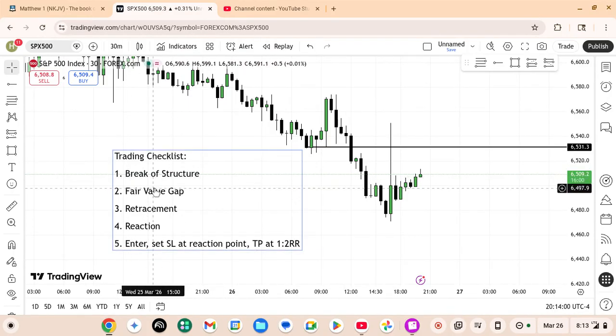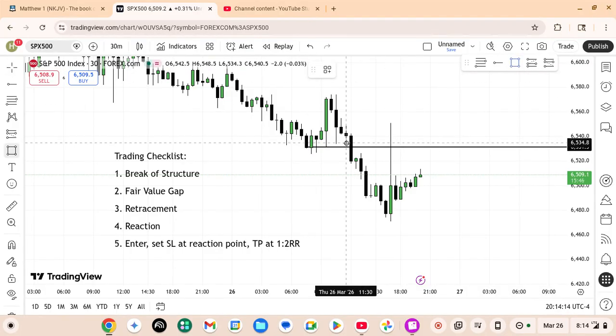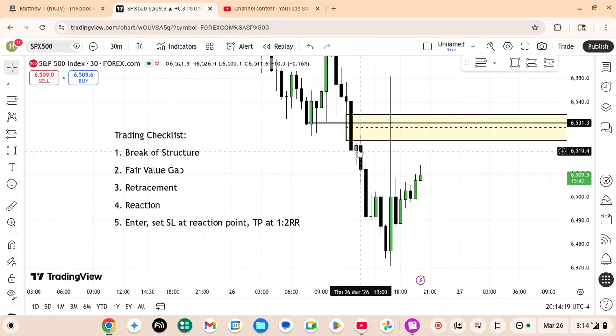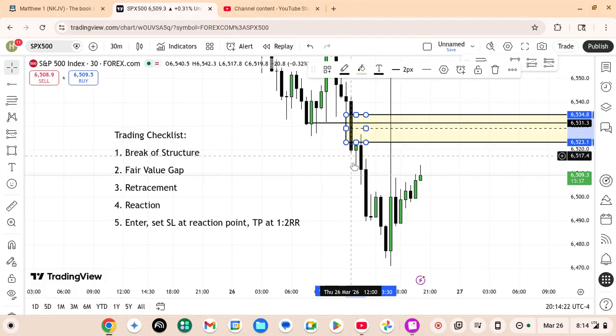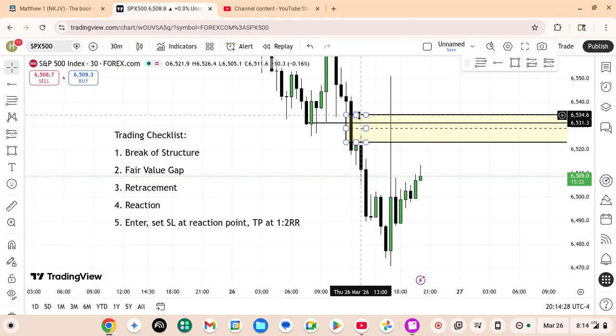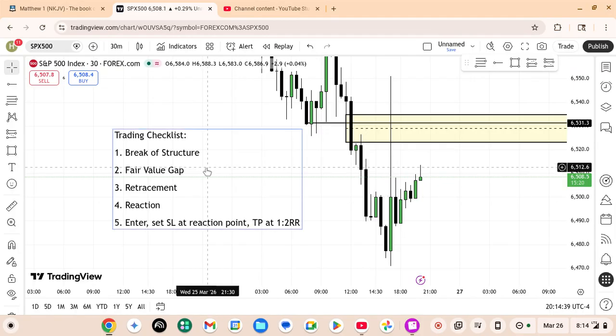The next thing we're looking for is a fair value gap. After the break of structure, the break of this low, we wait for a fair value gap to form. If it does form, and in this case it did, between this candle's high and this candle's low, we have a fair value gap. So we'll mark that out. That is the second step. The third step is we wait for a retracement. We're looking for a retracement back into the structure we just created, into the fair value gap, which we see. It's not much of a retracement here, but it does retrace into this gap, creates this high before it goes lower. So we have a retracement.